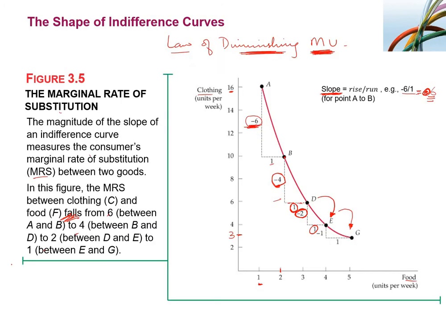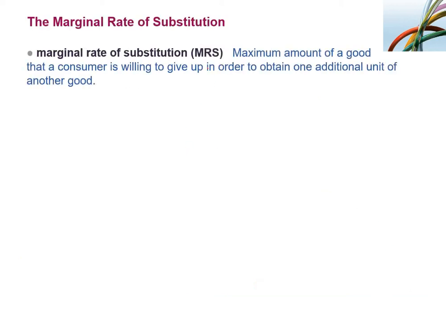Maximum amount of a good that the consumer is going to sacrifice in order to get one more unit of another good, which is one. Okay, one more unit of good, which is food. So he is sacrificing 6 units of clothes in order to get one more unit of food, and this is the definition here, which is known as the marginal rate of substitution.